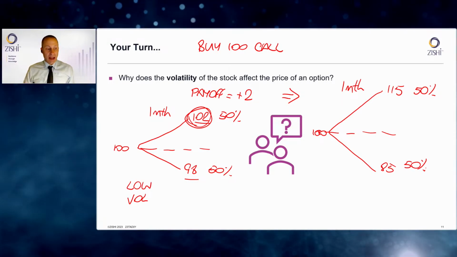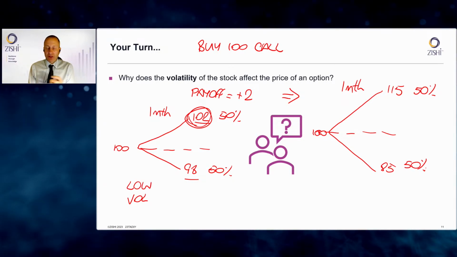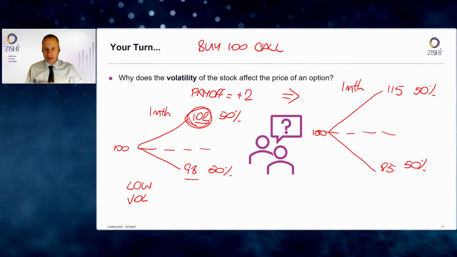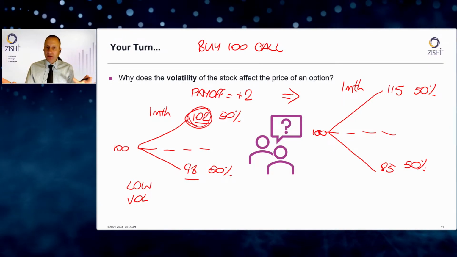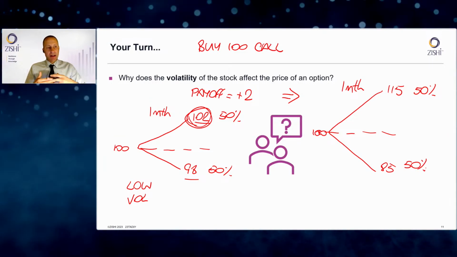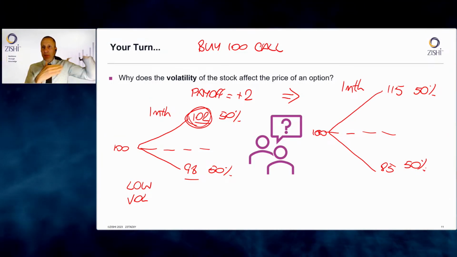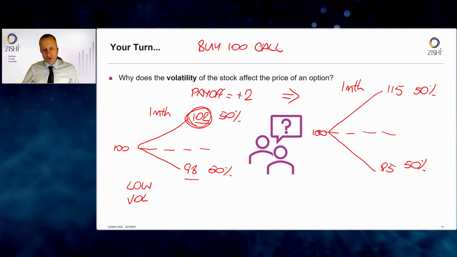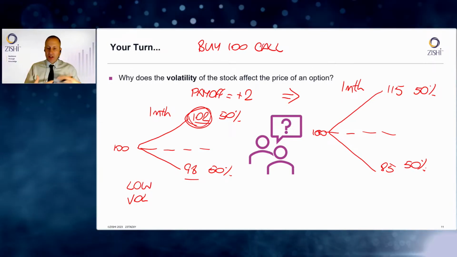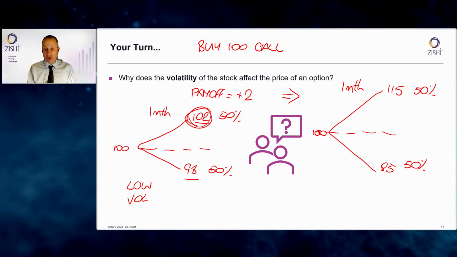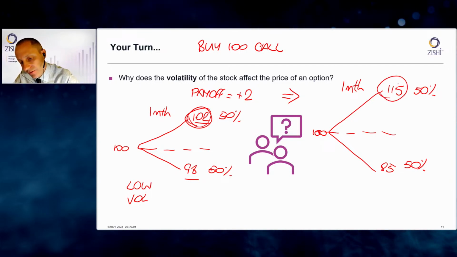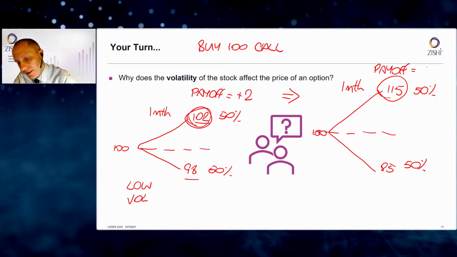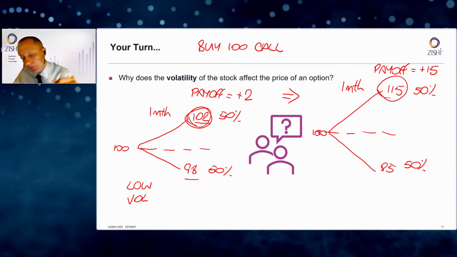And yes, if we move down, we move much further, but any result below 100 is mathematically irrelevant to me because I just walk away. So it's this asymmetry of the payoff, the fact that I get a positive gain in one direction, but I'm zero for all movements in the other direction, which gives the option this sensitivity to volatility. So you can see if we finish at 115, my payoff is equal to +15.